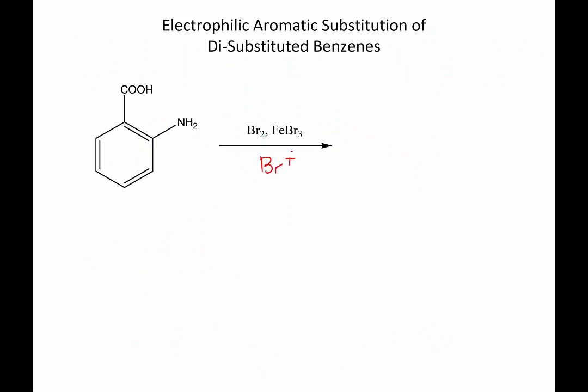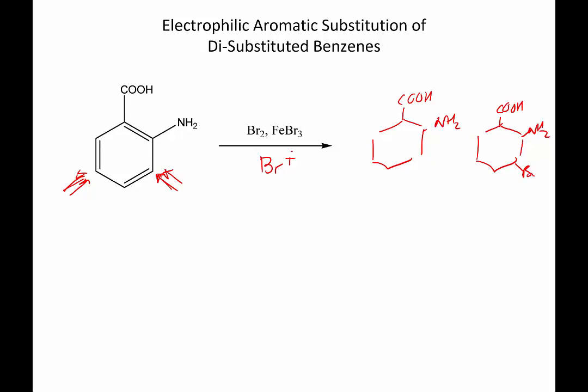Where'd my drawings go? Which are there, right? So in this case, they point to the same direction. So that means that the Br plus is going to add to those two positions. So I'm going to go ahead and write both of my original groups. I'm going to add my Br there. I'm going to add my Br here.